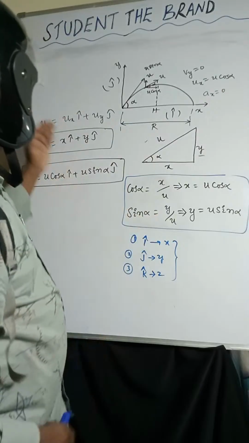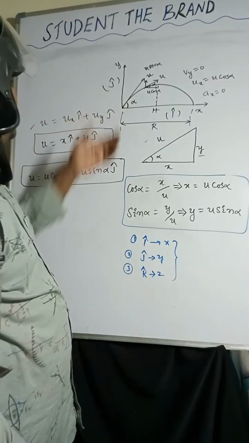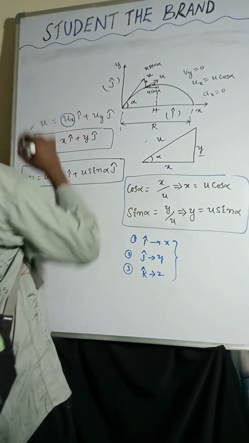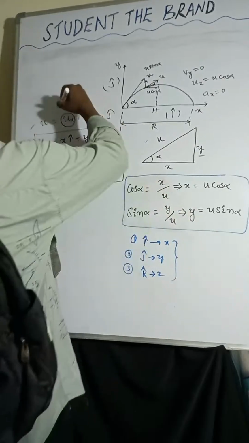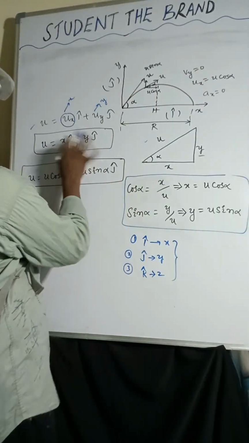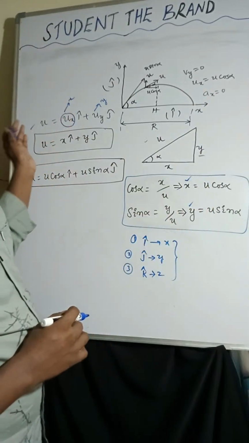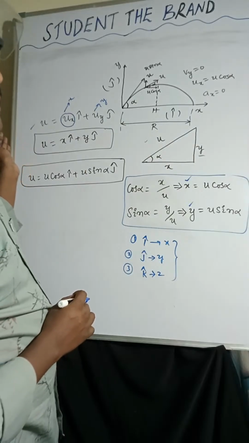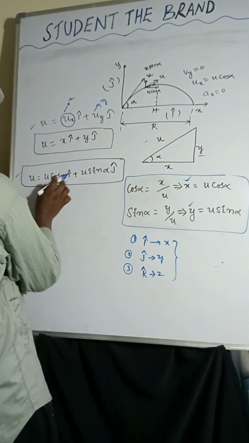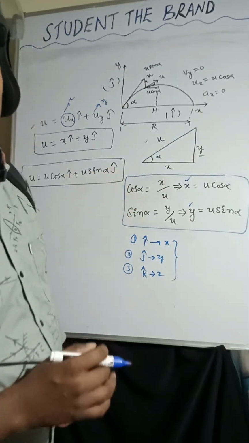So like that, u along the x-axis is ux i cap plus uy j cap. This is the component along the x-axis, and we can also take a component along the y-axis. So u equals x i cap plus y j cap. As we have the x and y values, we can substitute them: u equals u cos alpha i cap plus u sin alpha j cap. I hope it is very clear to you all, right?